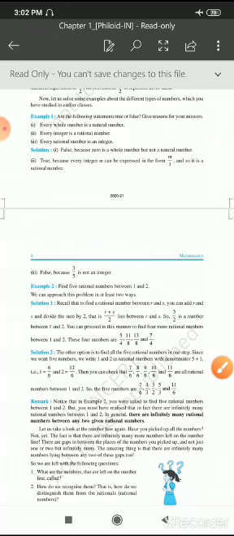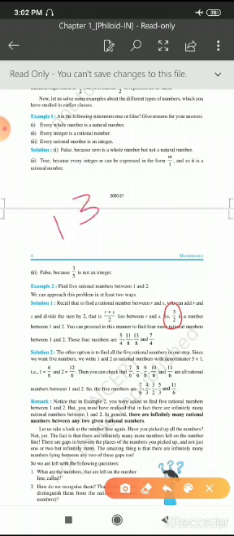(R plus S) by 2 is (1 plus 2) by 2, that is 3 by 2. 3 by 2 is one rational number in between these rational numbers 1 and 2. So again, 1, 3 by 2 is in between 1 and 2, and again 2.